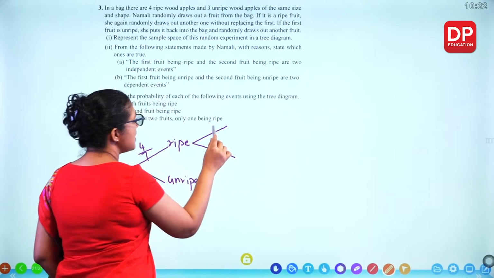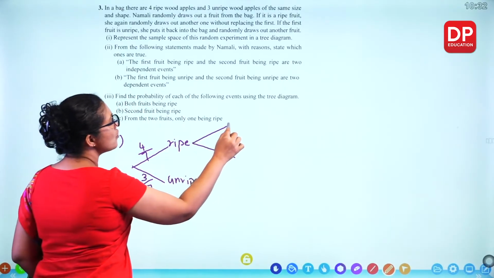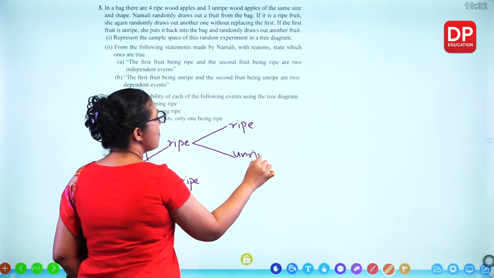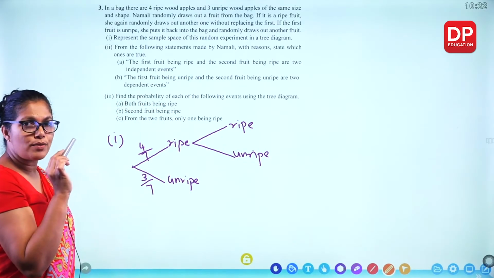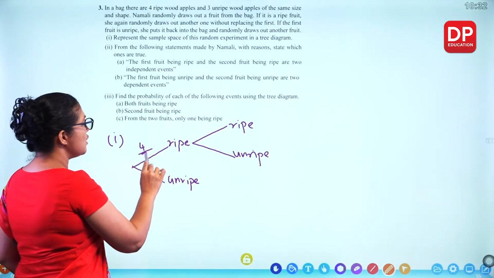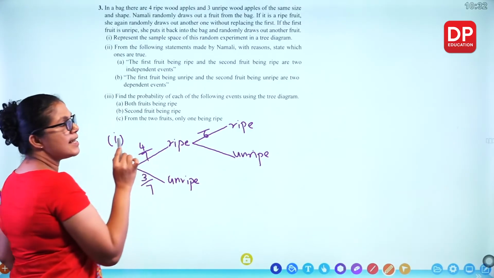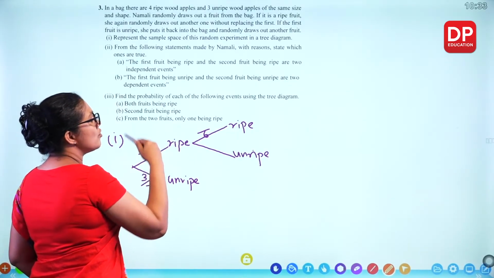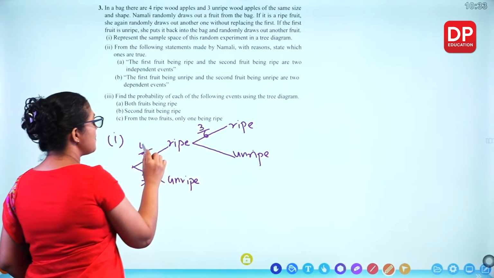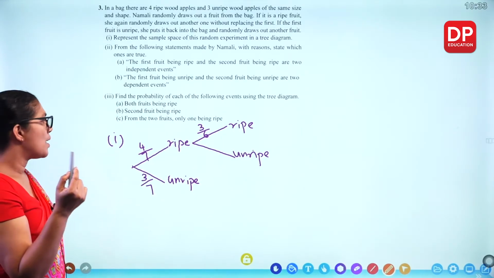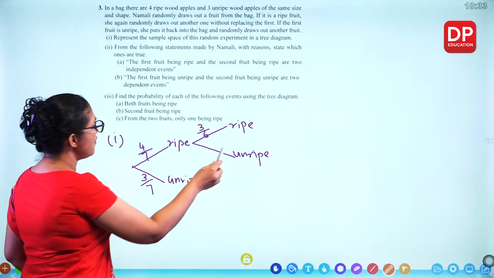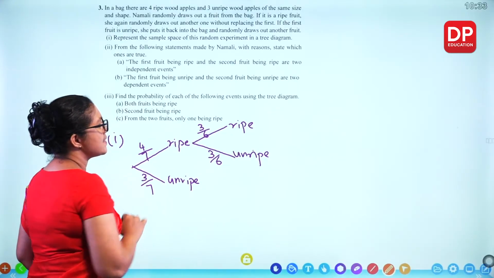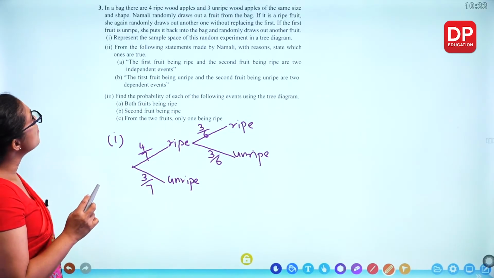So this part is dependent. So she can get again a ripe one or unripe. But what happens to the denominator now? This is not replacing. So the denominator becomes 6, 1 less than 7. Then already a ripe one is taken, so getting another ripe one becomes 3, 4 minus 1. So what is unripe? Altogether it's 3/6. Now read the next one.